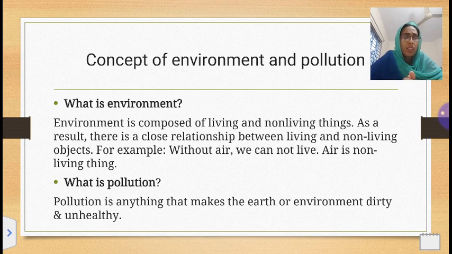Another question is: what is pollution? Pollution is very simple. Pollution is anything that makes the earth or our environment dirty and unhealthy. If you answer that pollution is anything that is harmful for us, I think it would be a wrong answer. Not only harmful; it would be a correct answer if you write that pollution is anything that makes the earth dirty and unhealthy. For example, a killer is harmful for our society, but we cannot say he is the pollution. But he is a pollutant. Pollution is anything that makes the earth unhealthy and dirty.